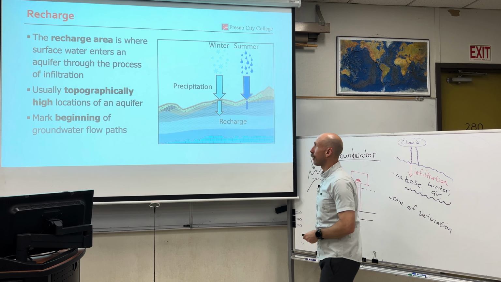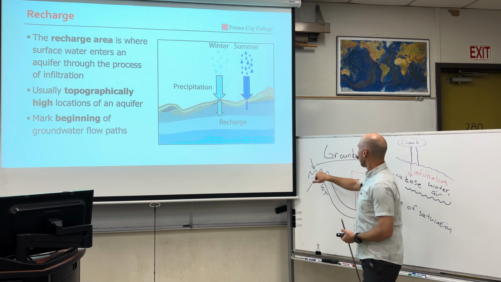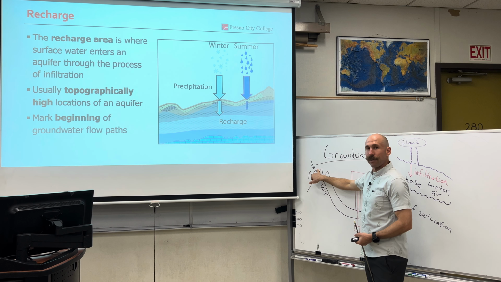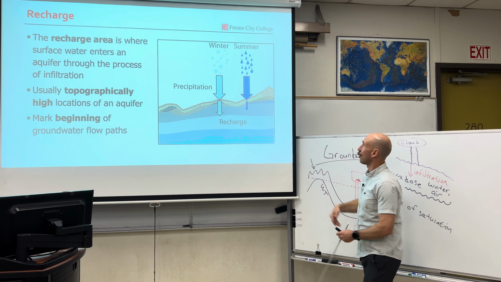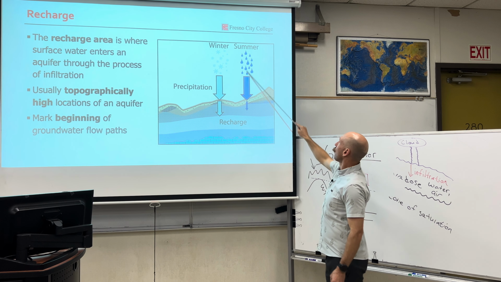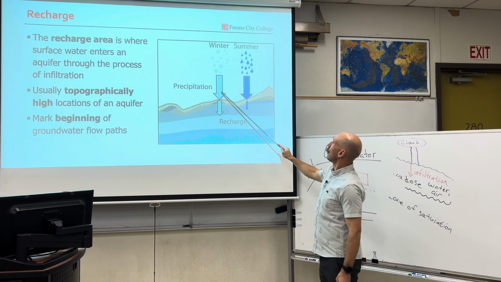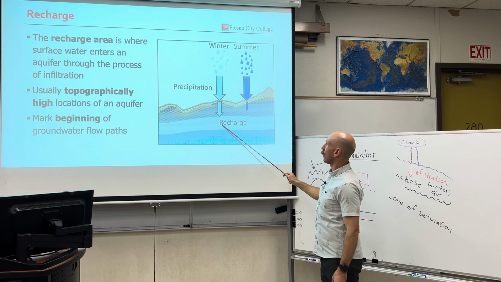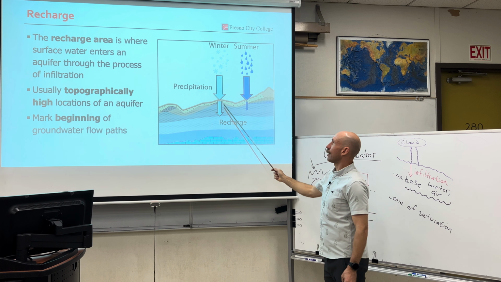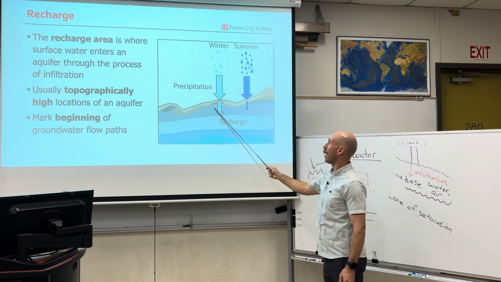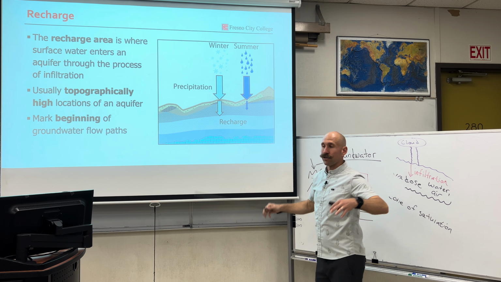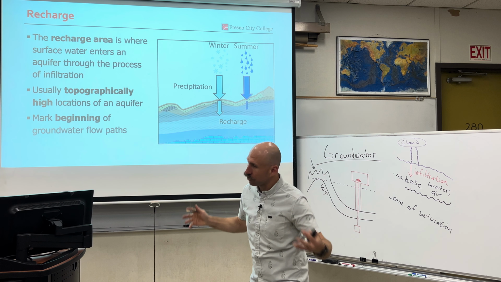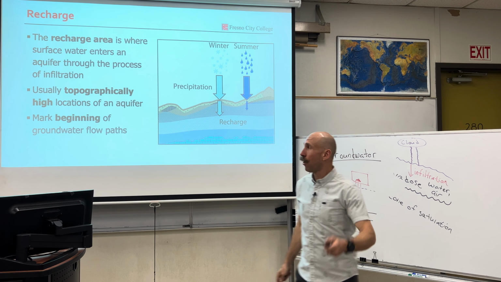Okay, let's keep going. Where groundwater fills up is known as recharge. So in the summer, it rains, infiltration. In the winter, snow melts, infiltration. It is recharging, and this is the beginning of a groundwater flow path. Well, groundwater also makes its way to rivers. It makes its way to the ocean. It's part of the water cycle.